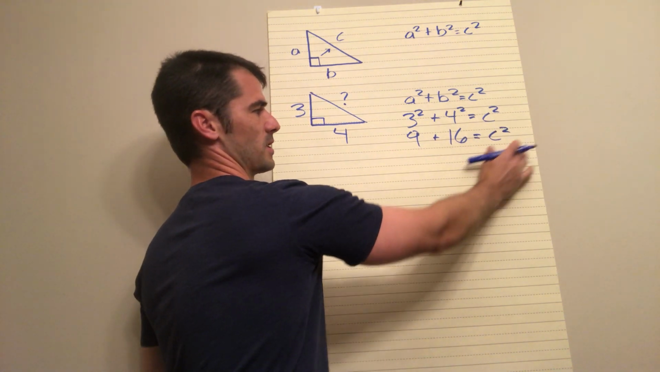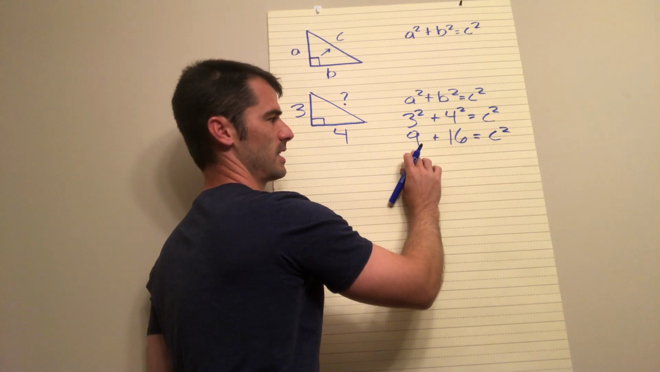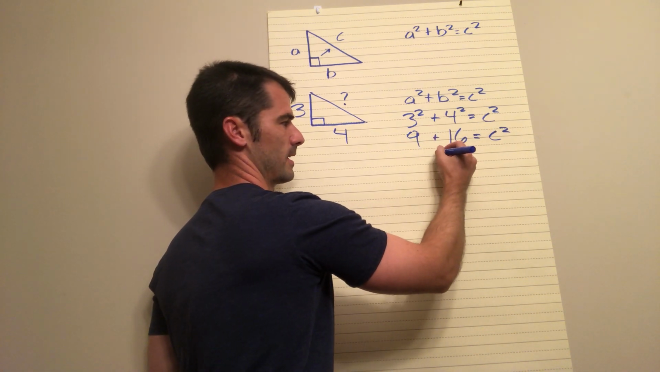Okay, now we have a new equation again. When we look at this, we should see 9 plus 16. That's 25.